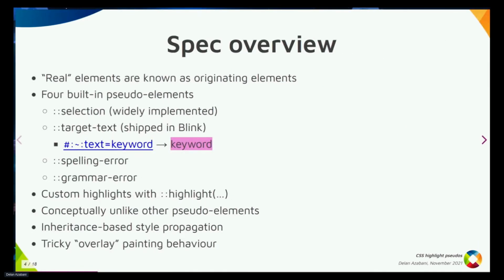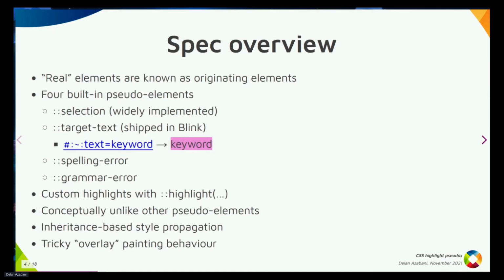The highlight pseudos are mostly defined in the CSS pseudo spec. Throughout the spec, a lot of the pseudos are defined in relation to some other real element in the tree. These elements are known as originating elements, and I'm going to mention that a lot in this talk. Among those, there are 4 built-in highlight pseudos and 1 more flexible kind of highlight with an author-defined key. These highlights, as well as each of the custom highlights, can have independent styles.